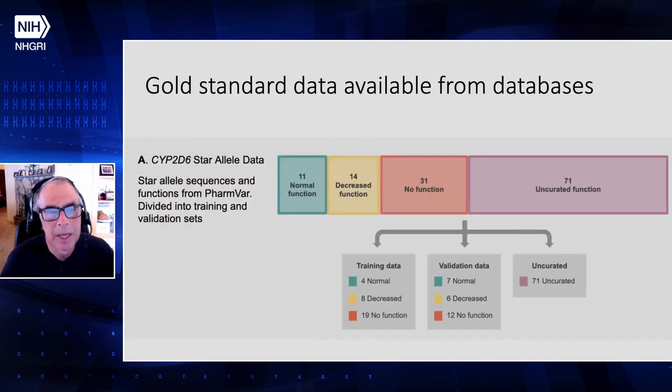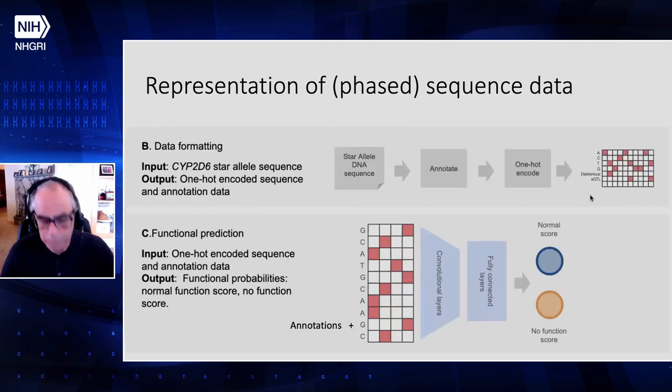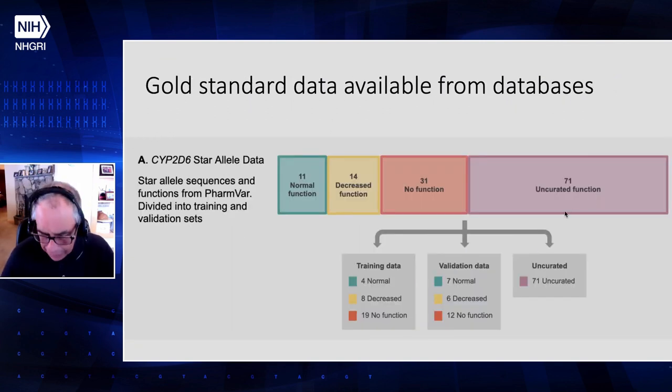activity data. And then, of course, we have some databases of star alleles where we have several that have been annotated, normal, decreased, or no function. And then there's 71 for which we have no function. They cannot be used in the training because we don't know the function. We're going to have to use those to evaluate the classifier.